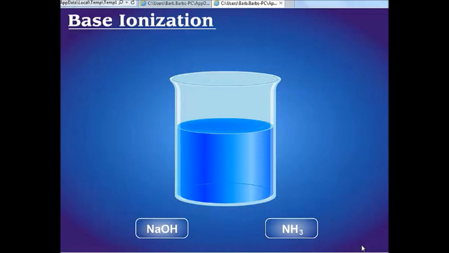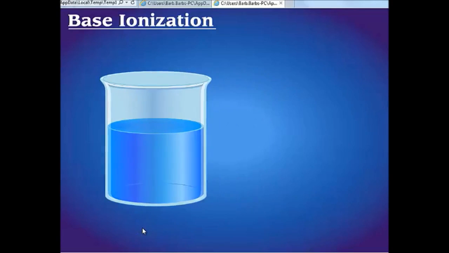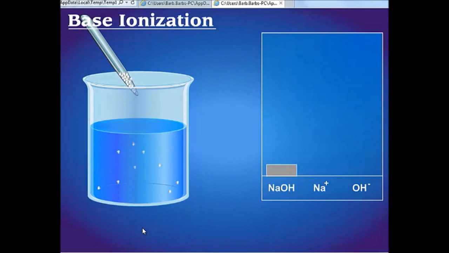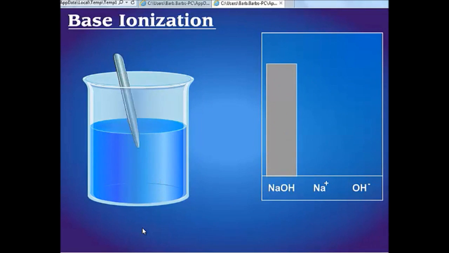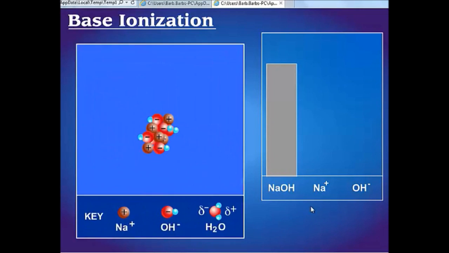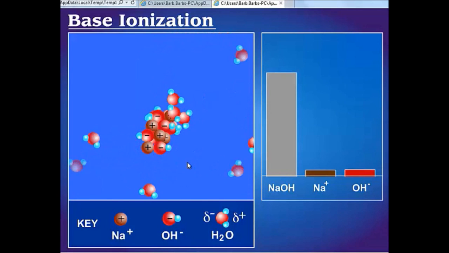Base ionization. This animation demonstrates the difference in ionization between a strong base, sodium hydroxide, and a weak base, ammonia. Click on one of the buttons to view sodium hydroxide, NaOH, or ammonia, NH3, dissolving in water. Sodium hydroxide dissolved in water is a strong base. Strong bases are strong electrolytes. For most purposes, strong bases ionize completely in water and produce a significant number of hydroxide ions.